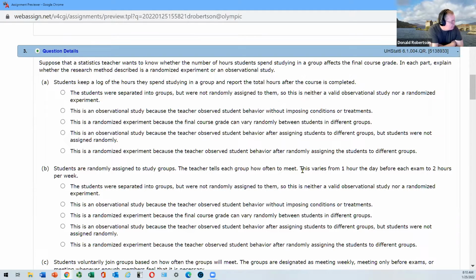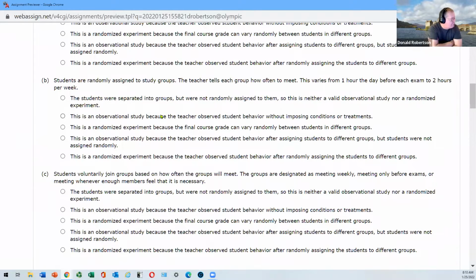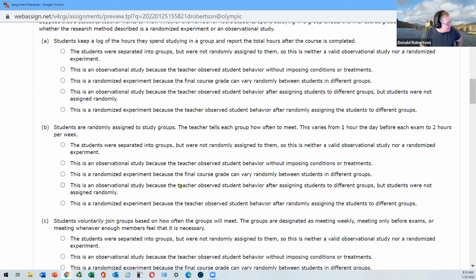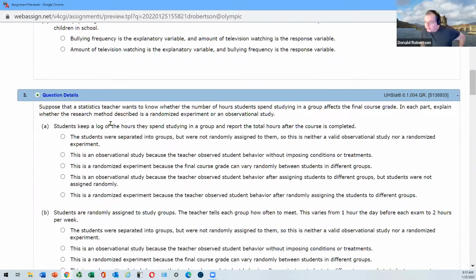The first one, students keep a log of the hours they spent studying in a group and they report the hours completed. So you just collect data that way. Second, students are randomly assigned to study groups. The teacher tells each group how often to meet. And this can vary anywhere from 1 hour a day before the exam to 2 hours per week, right? So let's compare the first one. Students do what they want to do and they tell the professor the data.